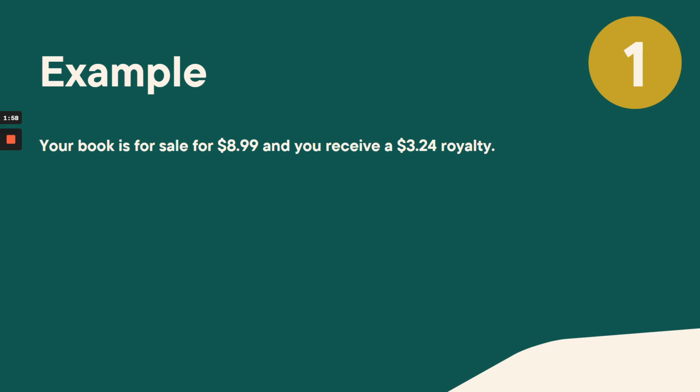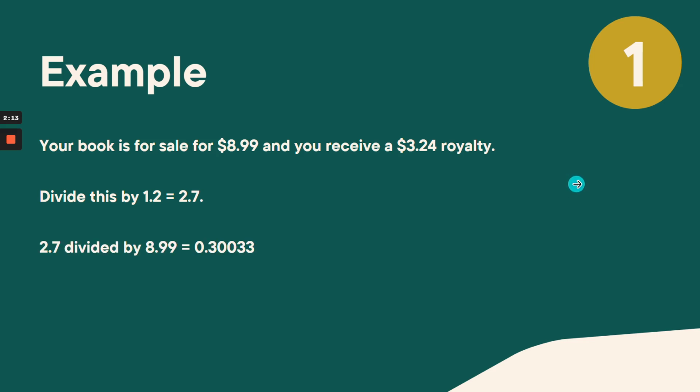So here we have a book that's for sale for $8.99, where we receive a $3.24 royalty, which is the exact same example that we put into Bookbeam just a minute ago. So first of all, we want to divide $3.24, so our royalty, by 1.2, which gives us 2.7. Next up, we want to take this number and divide it by our list price. So 2.7 divided by 8.99 gives us 0.30033. And finally, we multiply it by 100 to get our break-even ACOS point, which, as you can tell, is around about 30%. So it's actually 6% less than what Bookbeam was saying. And this is the true number that we need to be hitting to be breaking even with our ads.